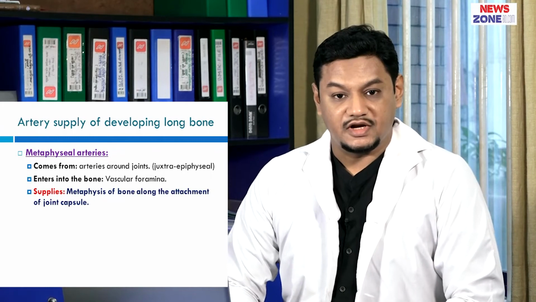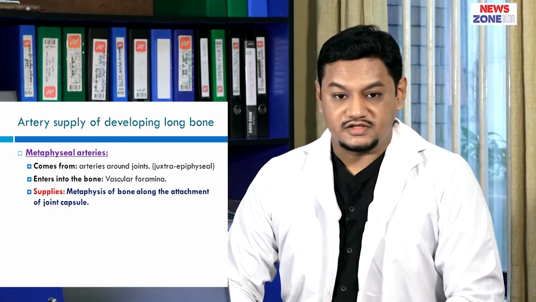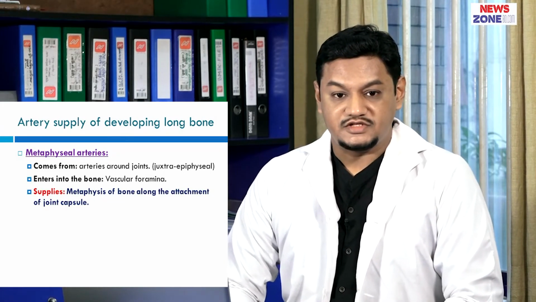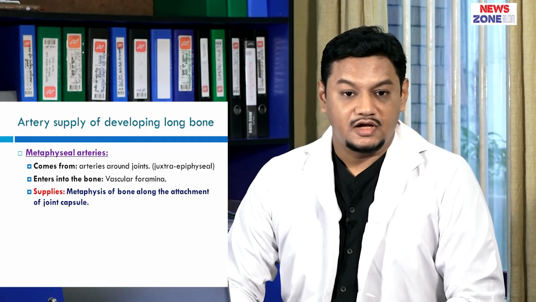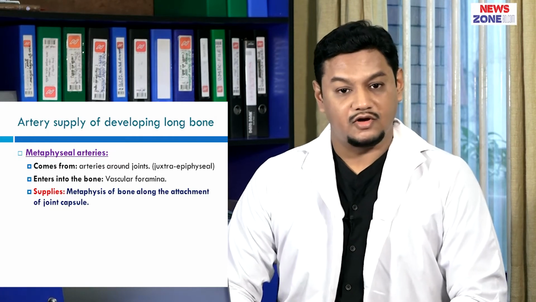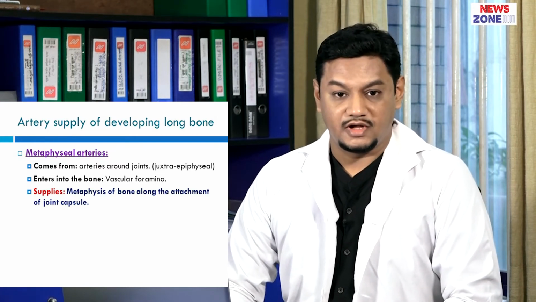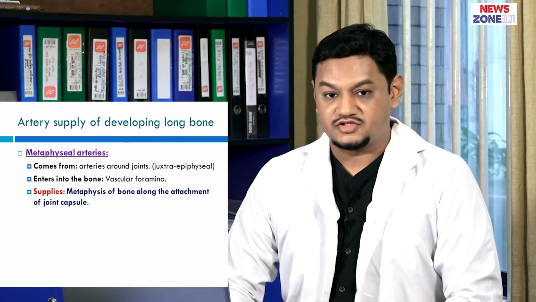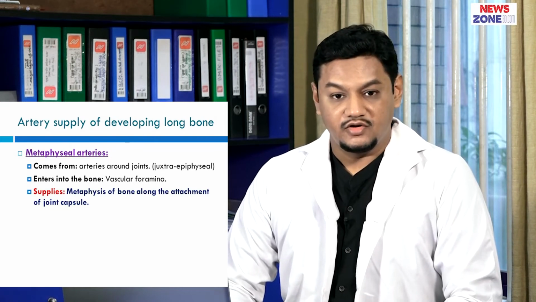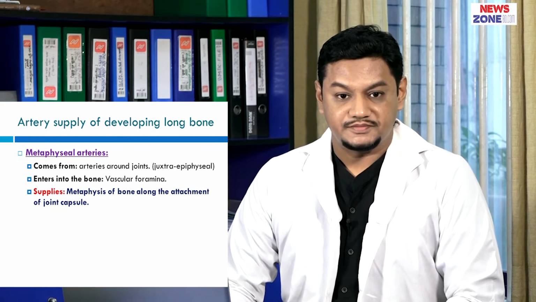Lastly, the metaphyseal arteries. The metaphyseal arteries are also coming from the arteries which are present around the joint. They will also enter into the metaphyseal region of a developing long bone through the vascular foramina. Metaphyseal arteries also anastomose with the nutrient artery and the epiphyseal arteries.